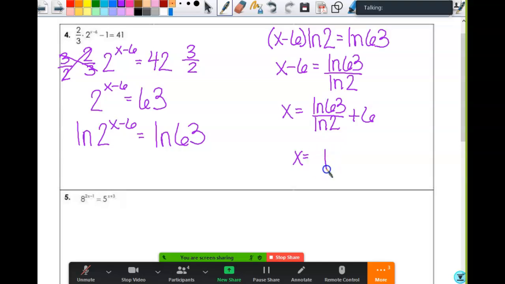So we get x equals 11 point what? 7. Yep, that's it. Any questions at all? Alrighty. Let's look at number 5.